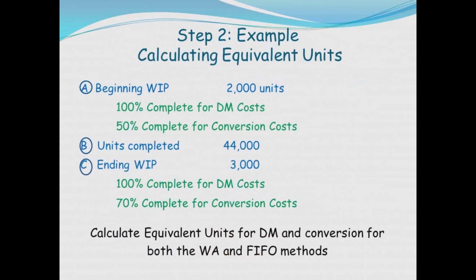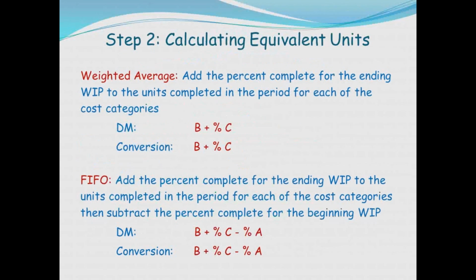Notice, I'll go back to the other page. Notice I have the letters A, B, and C here, circled. So on weighted average, it's units completed, total units completed, plus the percentage times the units in ending inventory. And conversion is the same formula. Units completed plus some percent times units in ending inventory. That's weighted average.